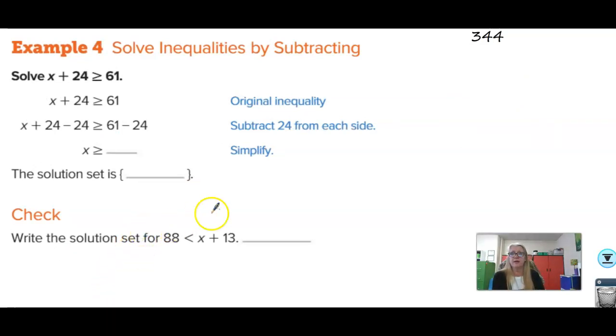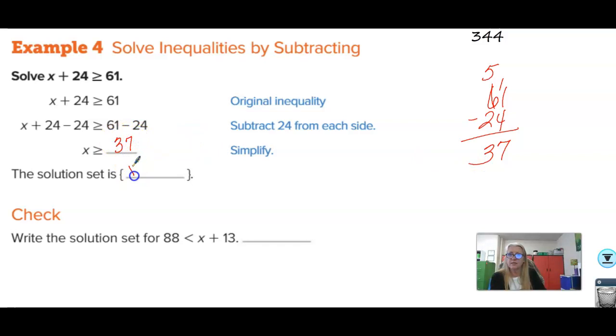Alrighty, and now we have one where we're going to have to subtract. We have x plus 24. What's the opposite of plus 24? Minus 24. So we subtract 24 from both sides. What is 61 minus 24? If I do it in my head, I'll screw it up. But I'm old school. I was taught to borrow and carry, so I could totally pull this off. 37.